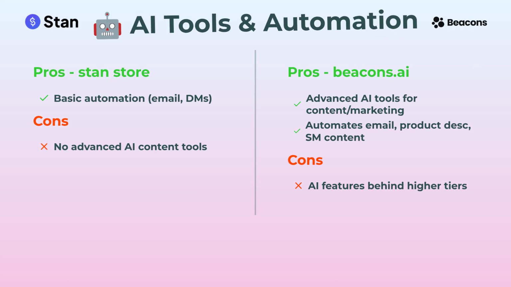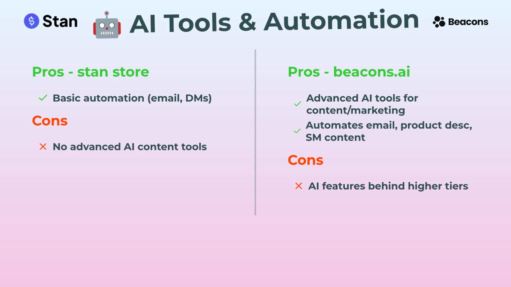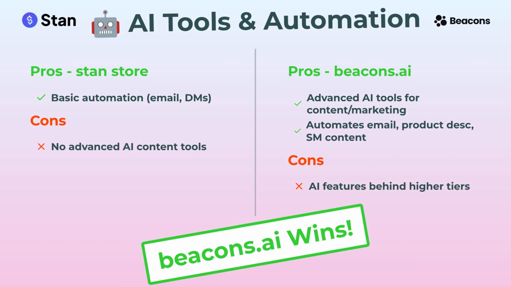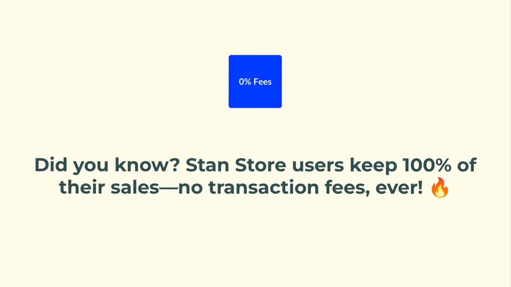Only thing is, all those magic AI toys are hidden behind the higher tier plans, so you might have to pay to actually use them. Still, if you want AI in your workflow, Beacons wins by a mile here. Hey, quick pause, did you know Stan Store actually lets you keep 100% of your sales? Like, zero transaction fees ever, that's super rare.